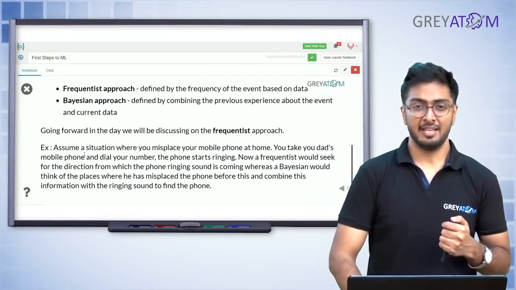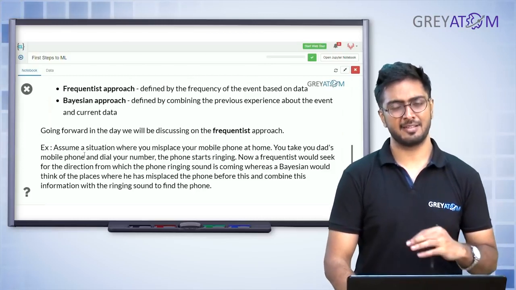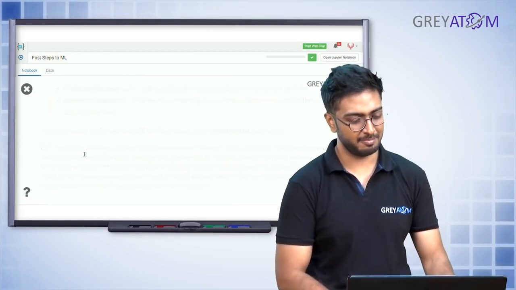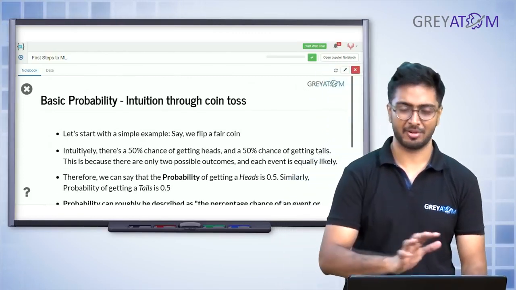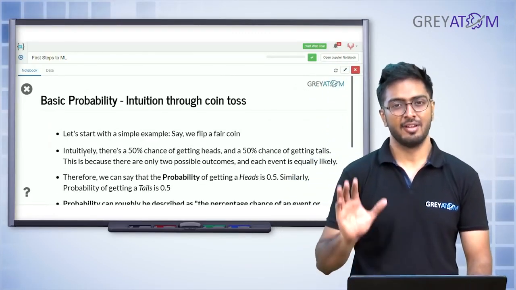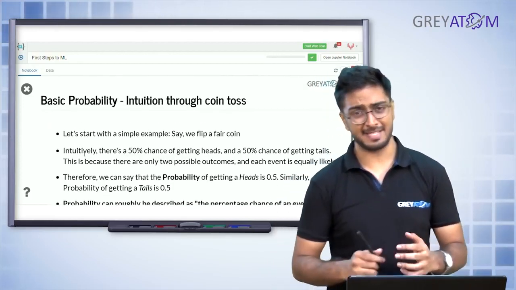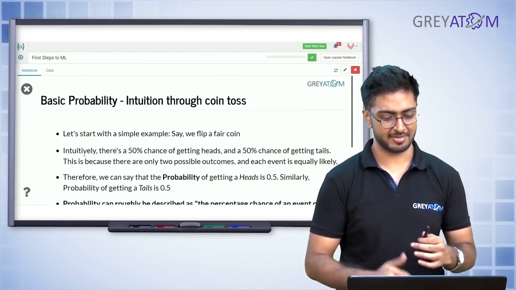And as we said, in this particular lecture we are going to concern ourselves mostly with the frequentist approach. We are going to touch on small basics of Bayesian, but that's about it. We are not going to go into details of the Bayesian approach at all. We are just going to stick to frequentist. So now, the basic intuition of probabilities.